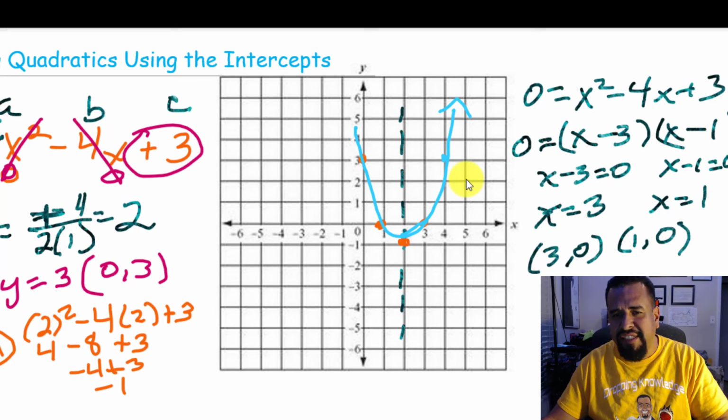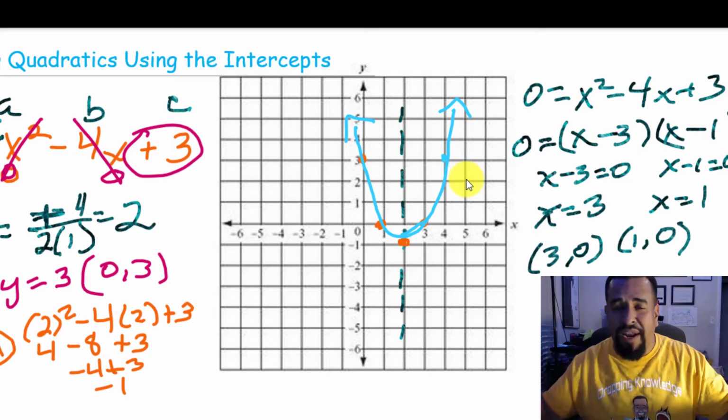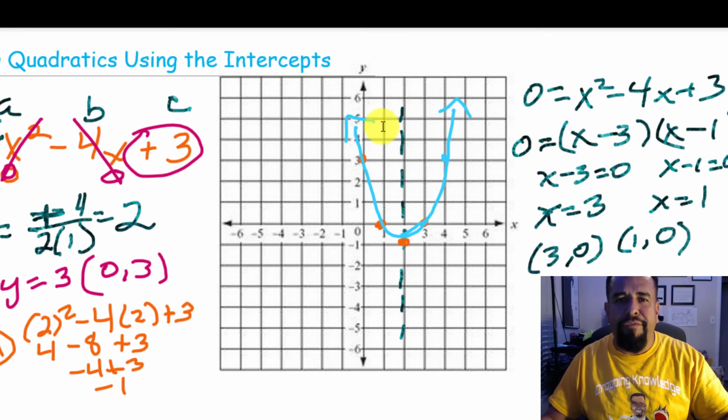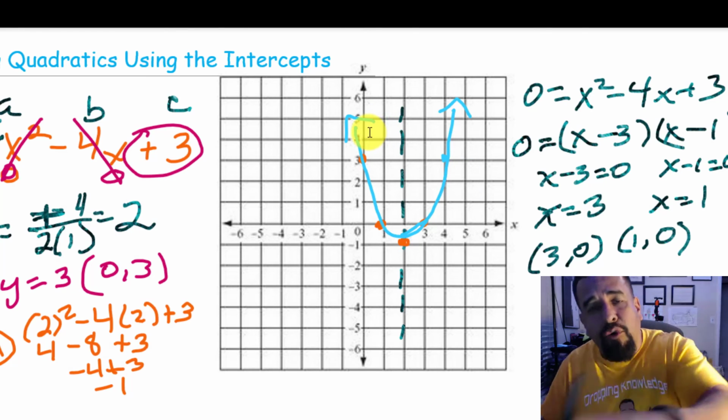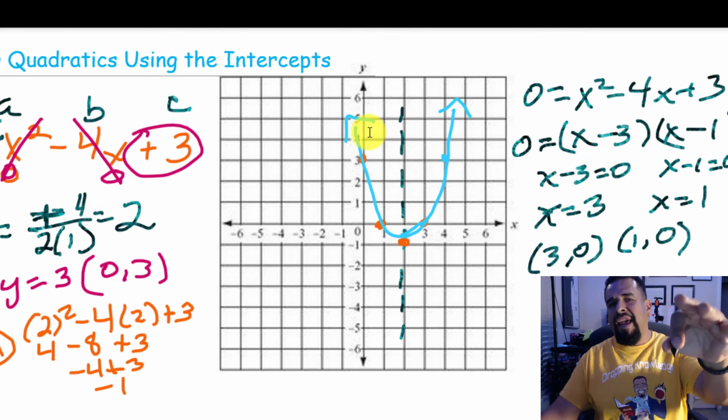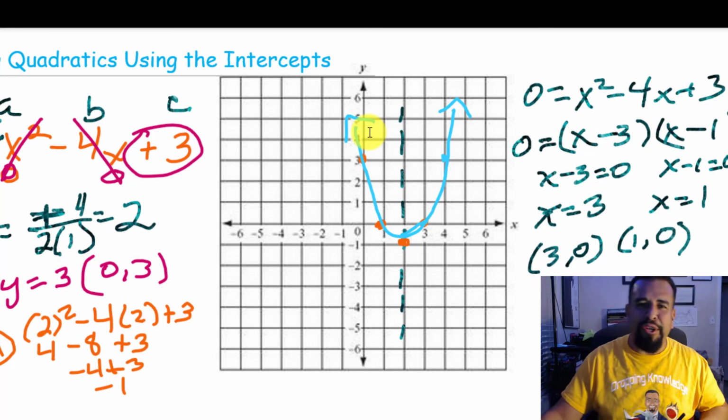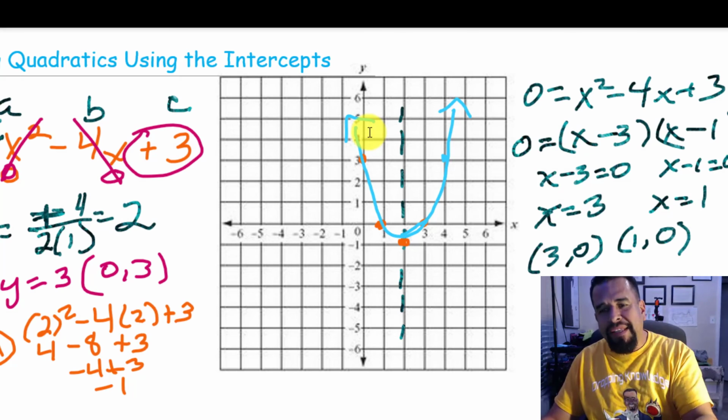Now, this is one way to do it. I'm trying to show you the easiest way possible, people. That's what I do. Now, you could have created a full table of values and graphed those values. But hey, I'm trying to make it easy for you. All right? Does that make sense?